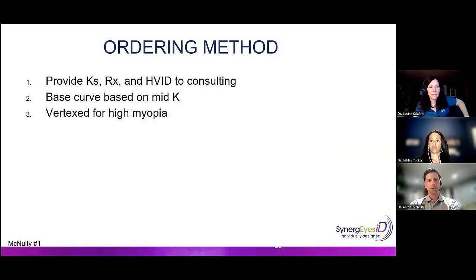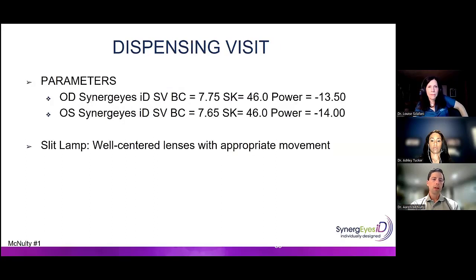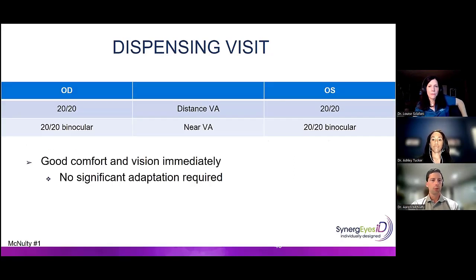Again, this is our staff who just sends these in. We get the base curve, like Louise said, based on mid-K. And then, of course, we did have to vertex this one for high myopia. These are the lenses that the algorithm spit out. When we placed the lenses at dispensing, they looked good, centered well with good movement. Really nothing to report there.